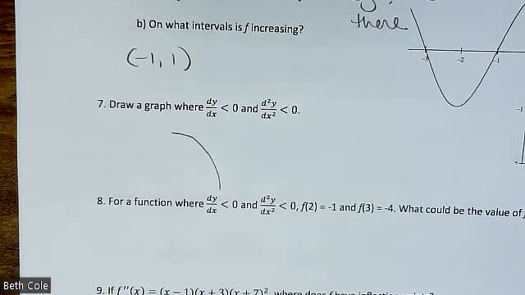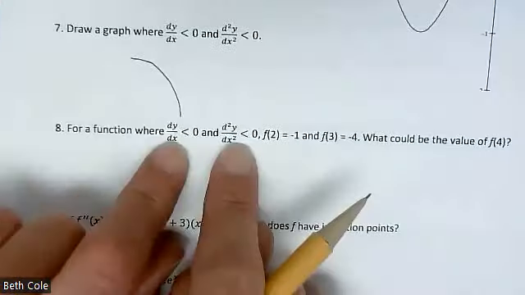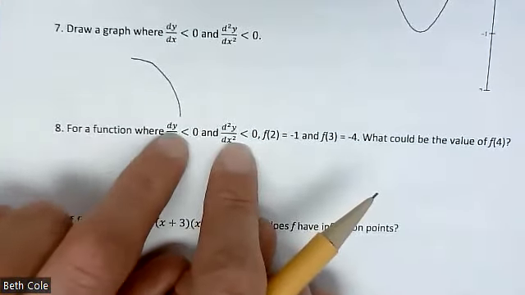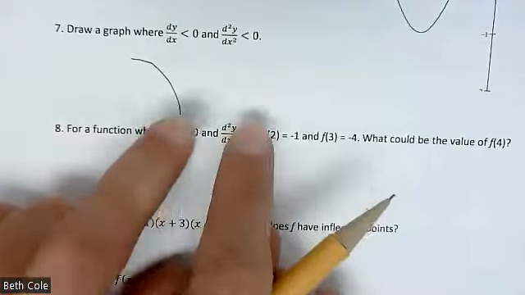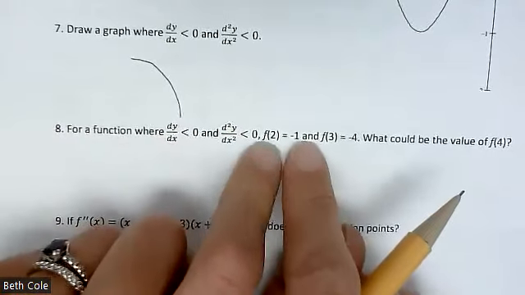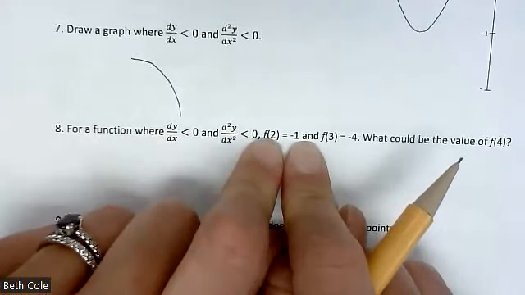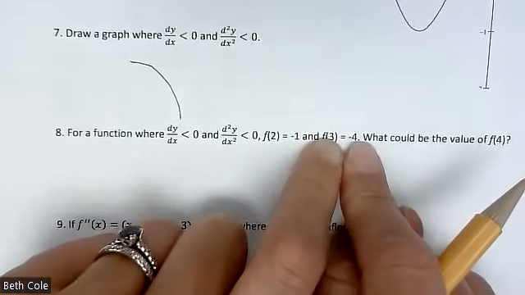If you think about velocity and acceleration, do you remember if you jump out of an airplane before you pull the parachute, you have negative velocity and negative acceleration, speeding up in the negative direction? Okay, so look at this one. I made them the same. Decreasing, concave down, f of 2 equals -1, f of 3 equals -4.